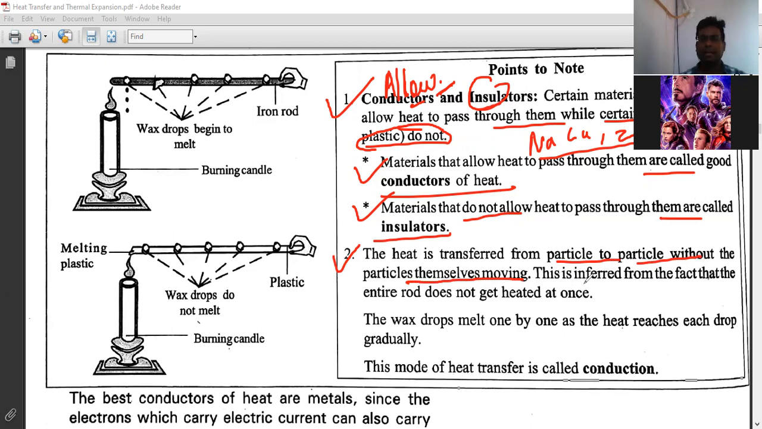Now the next point is heat is transferred from particle to particle without the particles themselves moving. That is inferred from the fact that the entire hot rod doesn't get heated at once. One by one the particles are heated. The wax drops melt one by one as the heat reaches each drop gradually. That is the example of how heat transfers in a solid. So write this one, and here an example diagram is given.